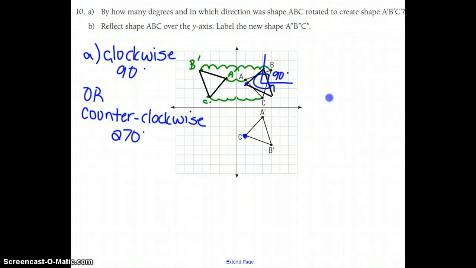We're also going to reflect the shape over the axis. So for reflections, you need to count how many points away it is from the y-axis because that's what it asks us. So if point A is 1 unit from the y-axis, so we travel 1 more unit and put our new point A there. Do the same with B and C, and you'll have your new shape reflected around the y-axis.